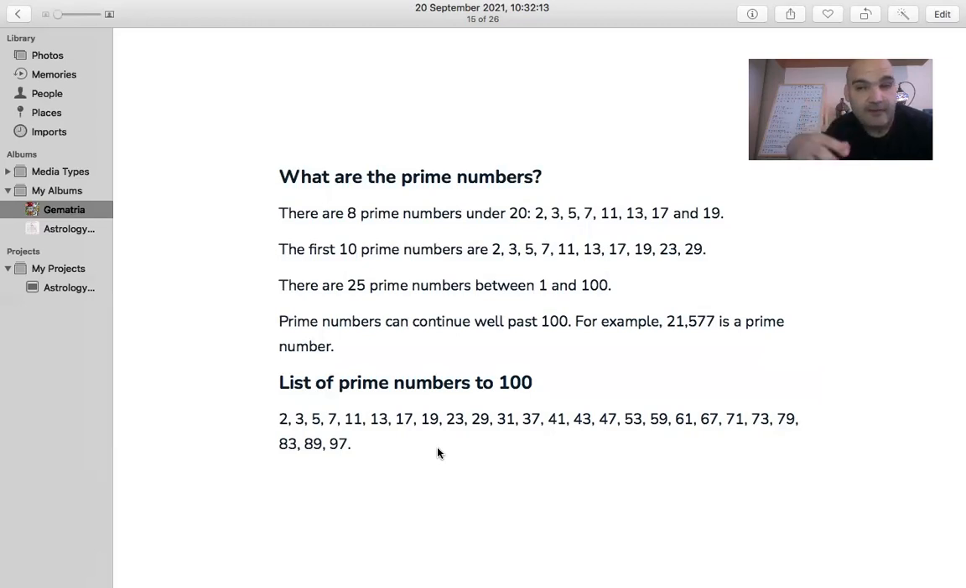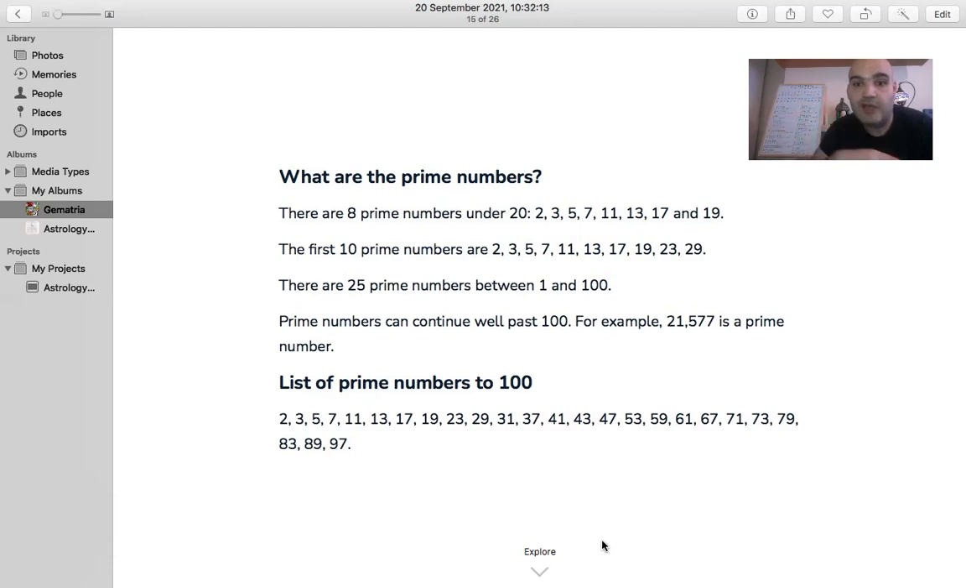And these will be very relevant when I get to my board. Prime numbers can continue well past 100. For example, 21,577 is a prime number. And this is the list of the prime numbers to 100. So just to clarify that in simple terms, a prime number can only be divided and multiplied by 1 and itself. So for example, nothing can be divided into 7. So you could either have 7 times 1 or 1 times 7, which equals 7. And the same with 5.